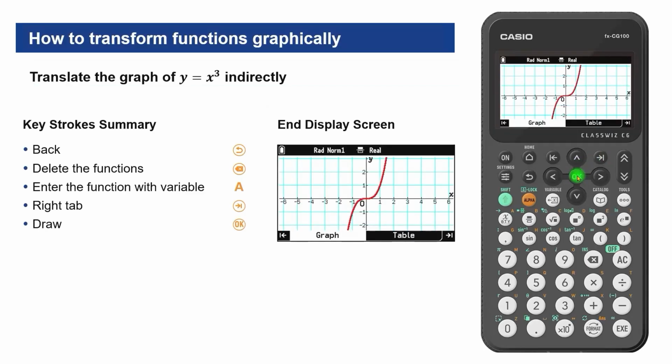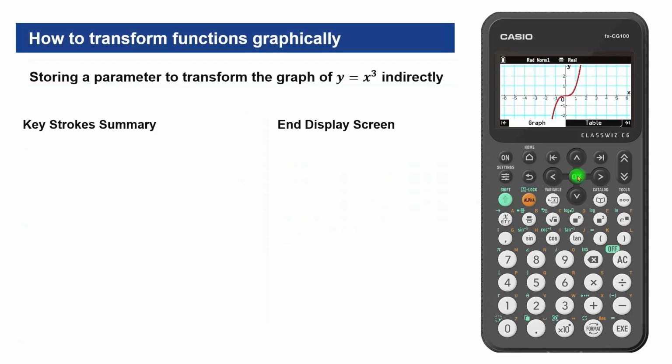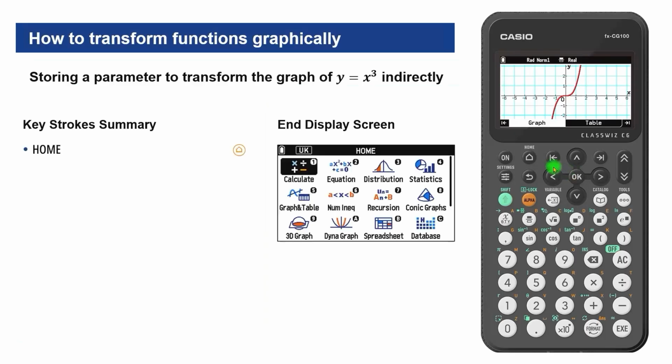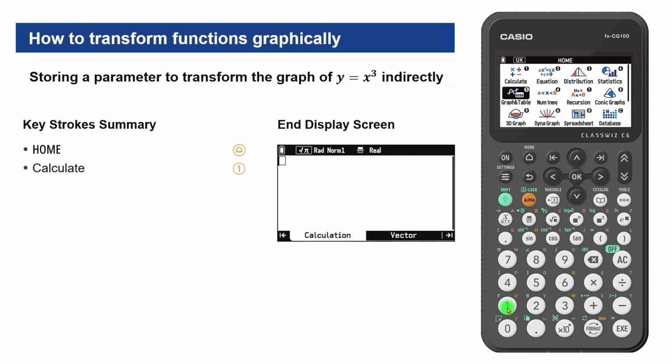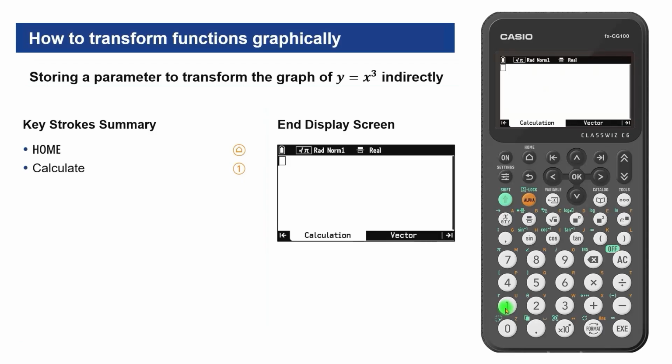The graphs are coincident as the value of the alpha variable has not been set yet and is by default 0. We can now store a value of the variable for use in the transformation or for other operations. From Home, go to Calculate. Then enter the required value directly, in this case 1.5, or perform a calculation.